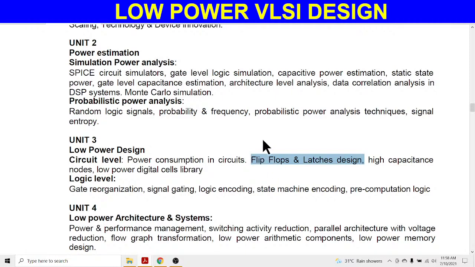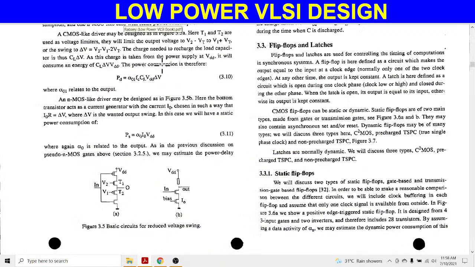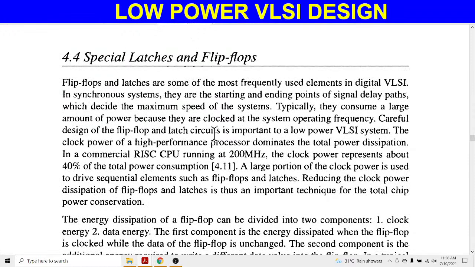I prepared this topic from the Gary Yeap book and also the Rabaey book. These are the contents from the Rabaey book, and this one is the content from the Gary Yeap book. But I found that the content provided in the Gary Yeap book is very important as compared to the Rabaey book. So I am starting this topic using the Gary Yeap book.